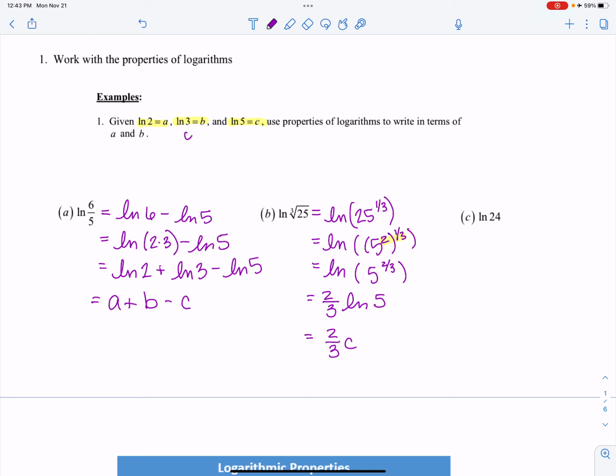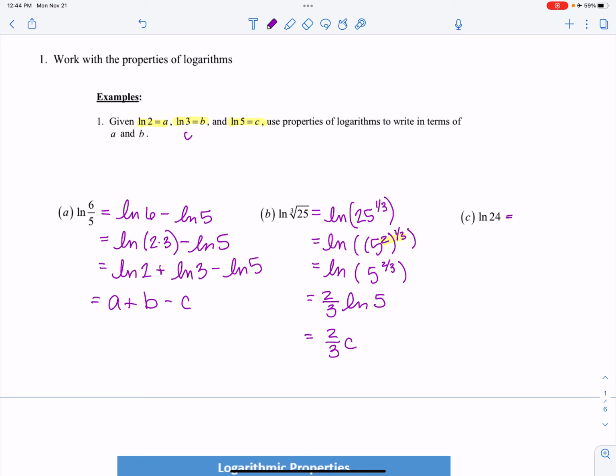All right, we have one more, natural log of 24. So stop and think a minute. If you need a pause right now so you can give it a try, go ahead. But natural log of 24, I need to write it in terms of 2's, 3's, and 5's. So maybe give this one a try before you move on, and I'm going to work through it.